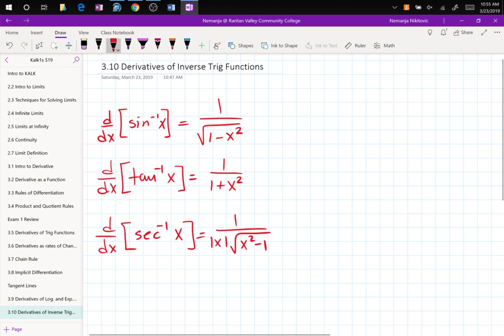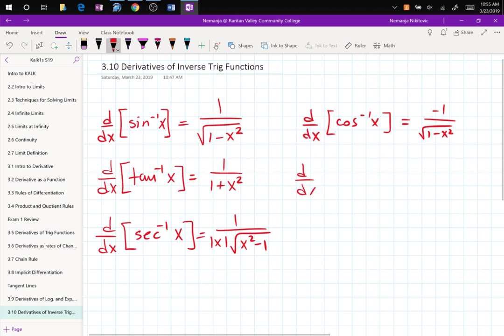Now, what are the other three? The other three are very easy because they're the same as these, just with minus signs. So derivative of cosine inverse of x is going to be negative 1 over square root of 1 minus x squared. So you just put the 1 for the sine and you just put the minus on it.